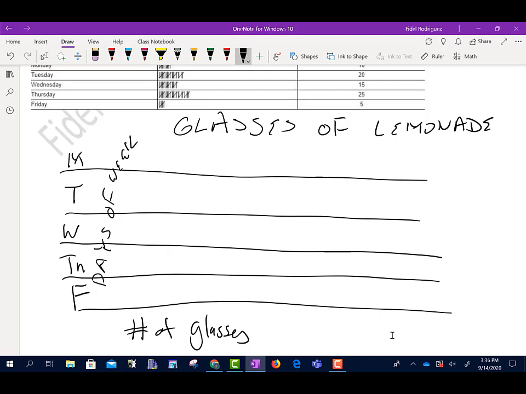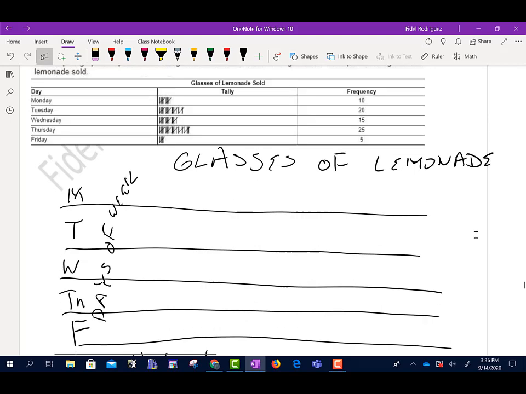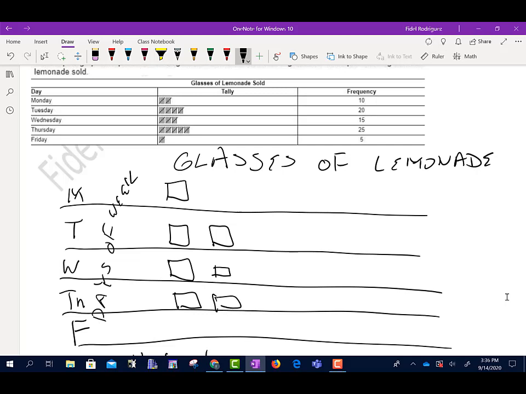So Monday we sold 10 glasses, so Monday we'll have a glass. Tuesday we sold 20, so 1, 2. Wednesday we sold 15 glasses, so I'm going to put a full glass, and then half a glass. Thursday we sold 25, so I'm going to put 2 full glasses, and then maybe a half glass. And then Friday we only sold 5 glasses of lemonade, so my glass will look like that.